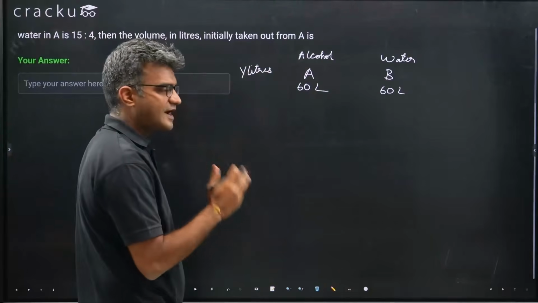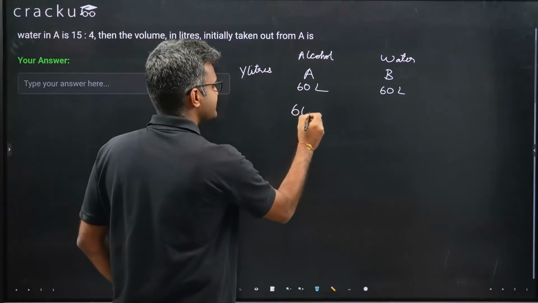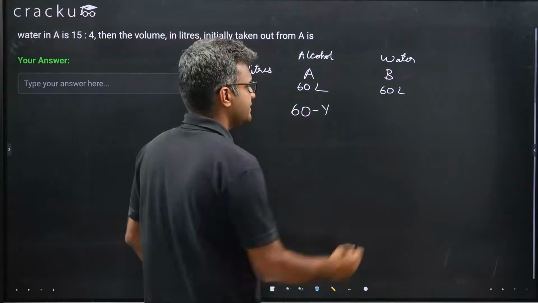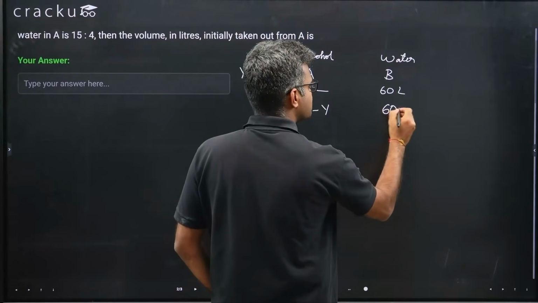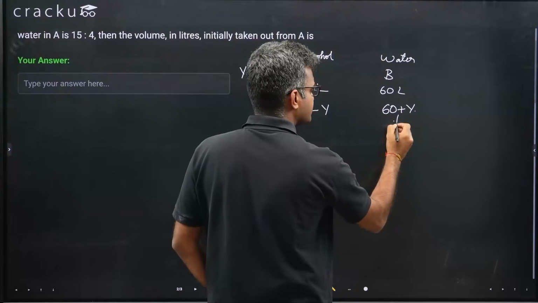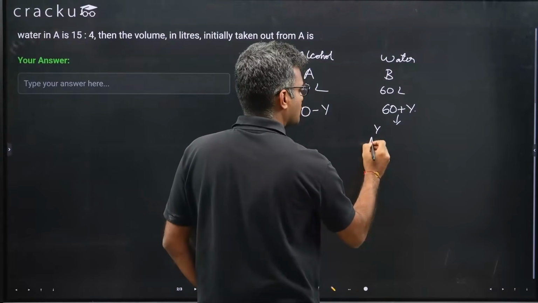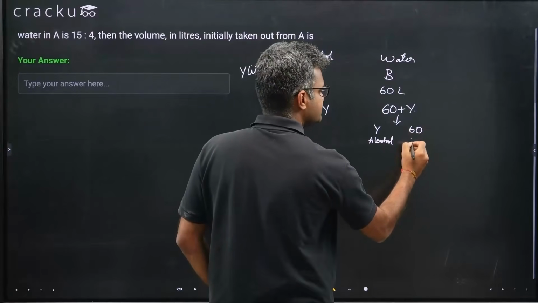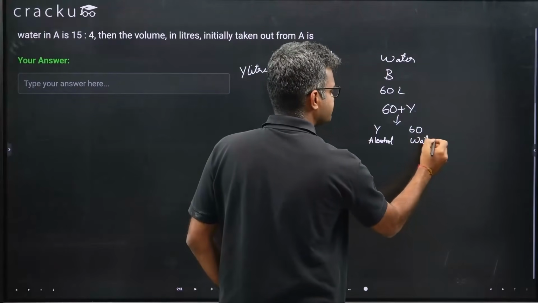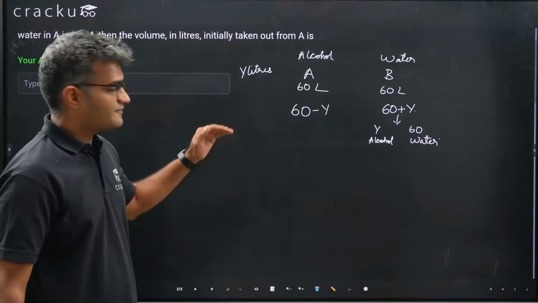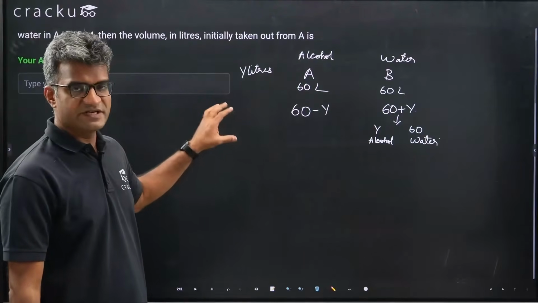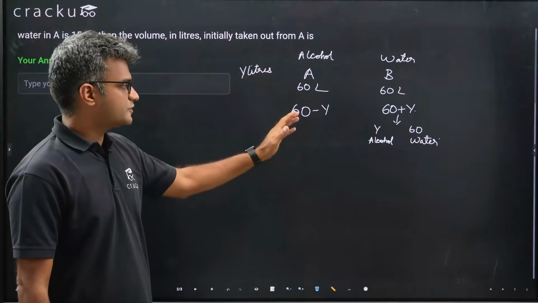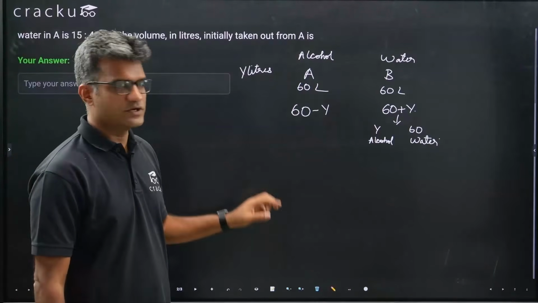So what is the amount of alcohol left in A? It will be 60 minus Y. What is the amount of alcohol in B? B will have a total of 60 plus Y, out of which Y liters are alcohol. This has come from A, and 60 liters are the original water which was anyways present. So after one change, A has 60 minus Y, entirely alcohol. B has a total of 60 plus Y, out of which Y is alcohol and 60 is water.